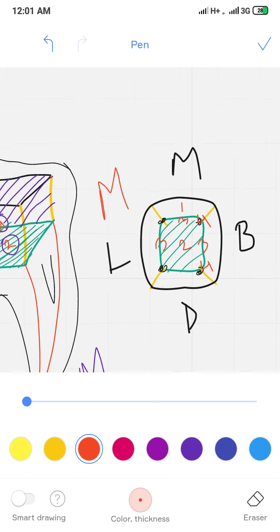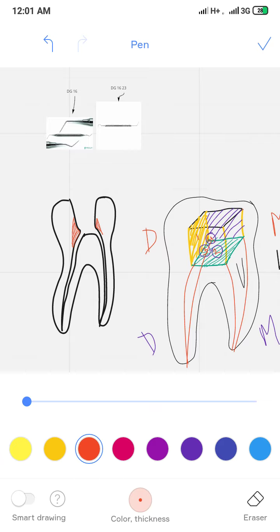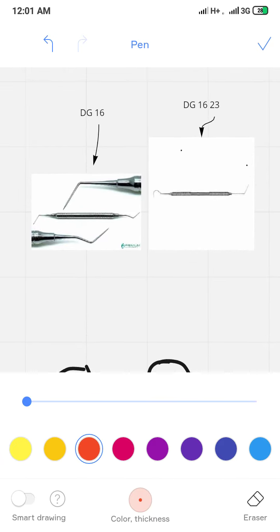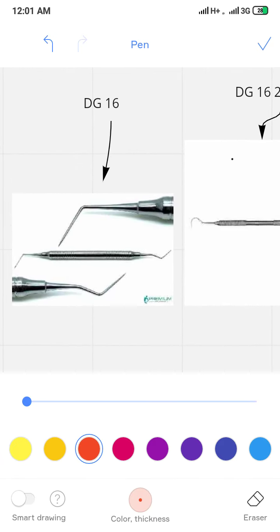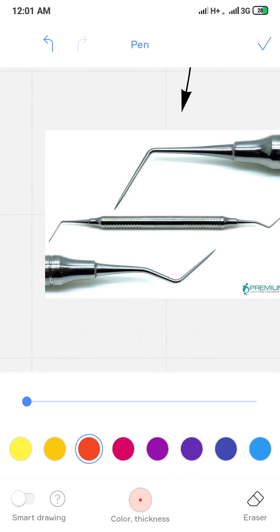Okay, how to look for the canals? Well, the instrument of choice will be DG16 Explorer. DG16s have these two sharp ends that you can poke along the pulpal floor, and whenever you get a sticking feeling that it's sticking inside something, you know that there might be a canal there.